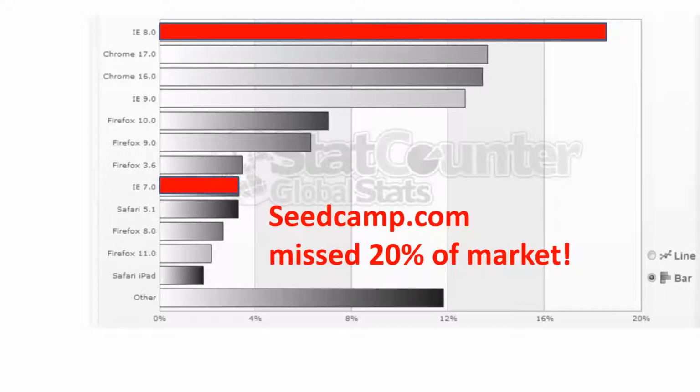So, actually, talking about money, back then, SeedCamp actually missed 20% of the market. So if this was a buy now button in Amazon, you would lose about 20% of the revenue because customers don't find the button.